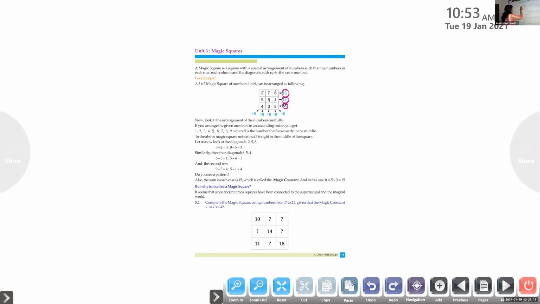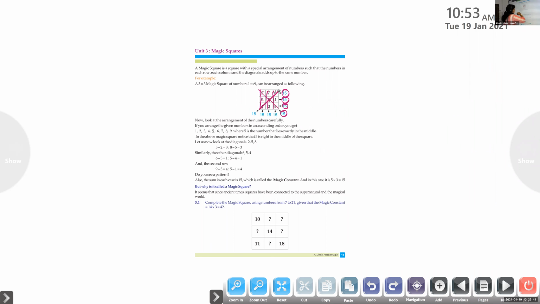Then column wise you add, like this you add 2 plus 9 plus 4. It is 15. Again, 7 plus 5 plus 3, it is 15. 6 plus 1 plus 8, it is 15. Clear? And one more thing is diagonal. Diagonal wise you add: 8 plus 2, 10. 10 plus 5, 15. Again, another diagonal is there for the square.